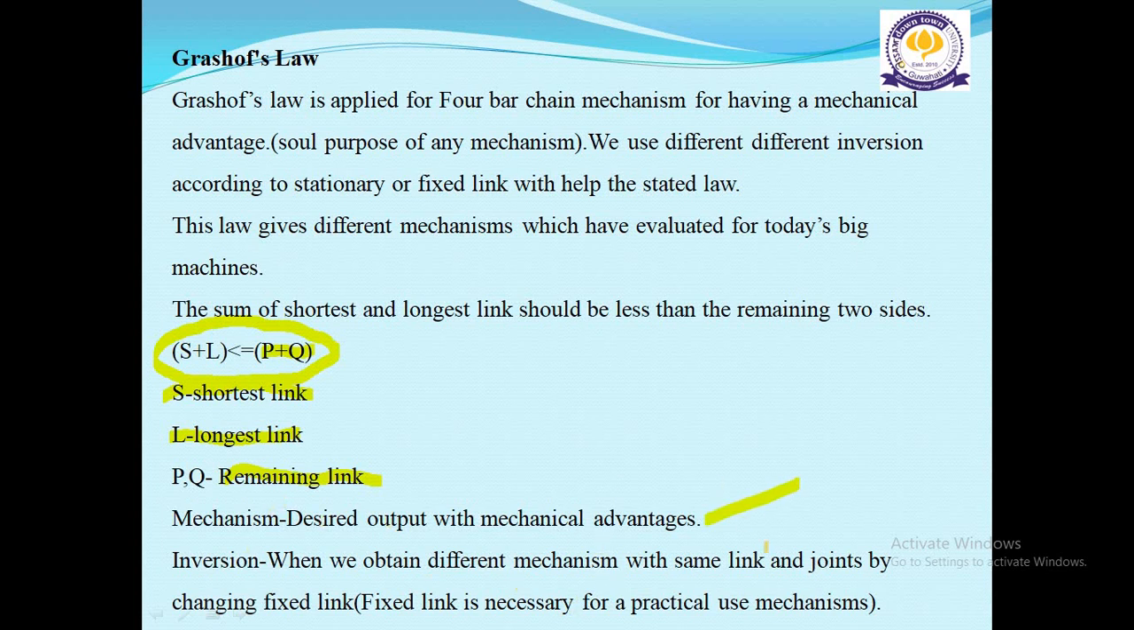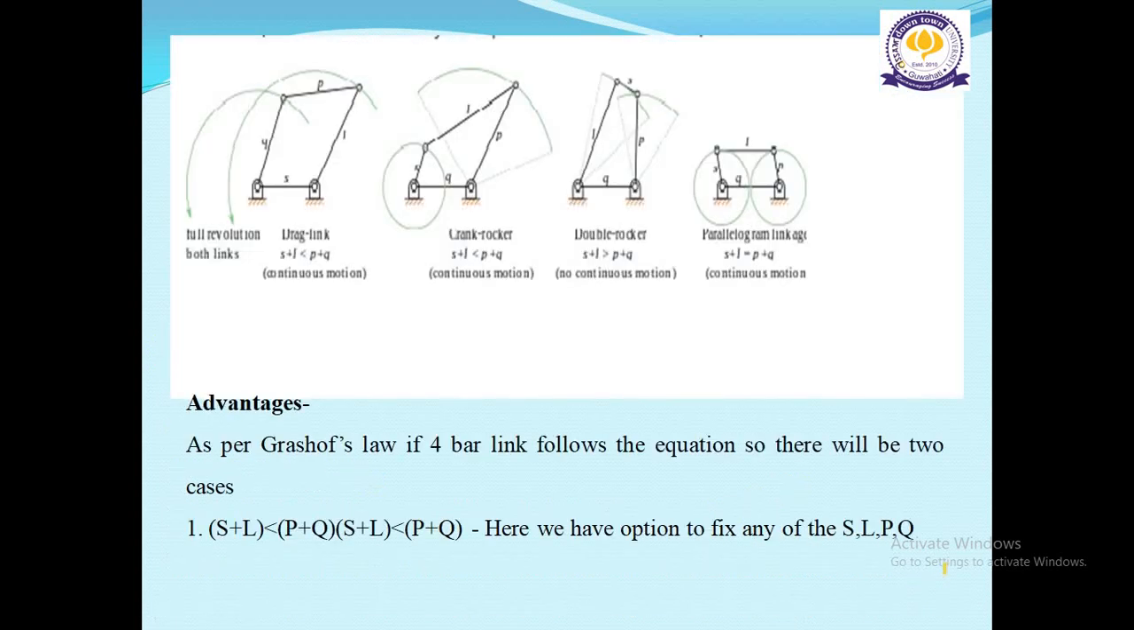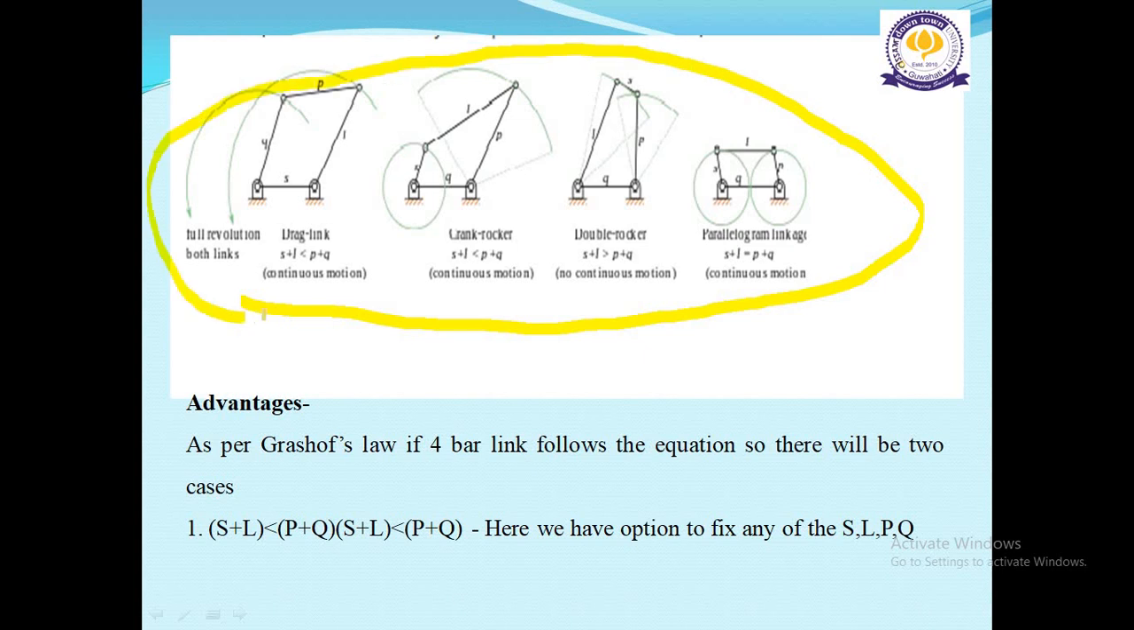Inversion is when we obtain different mechanisms with the same links and joints by changing the fixed link, and that fixed link is necessary for practical use of mechanisms. Okay, here you can see these figures, where the first one is the continuous motion, this is the drag link, this is the crank rocker, this is the double rocker, and this one is the parallelogram linkage.